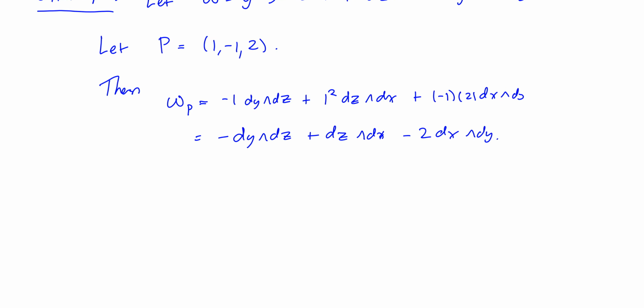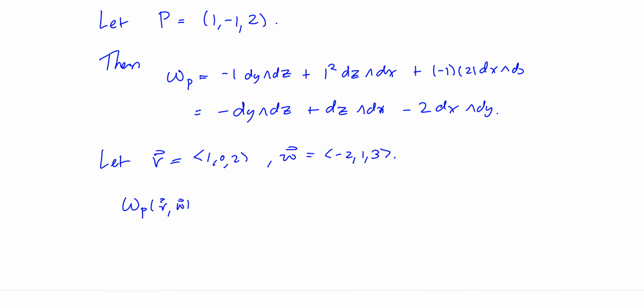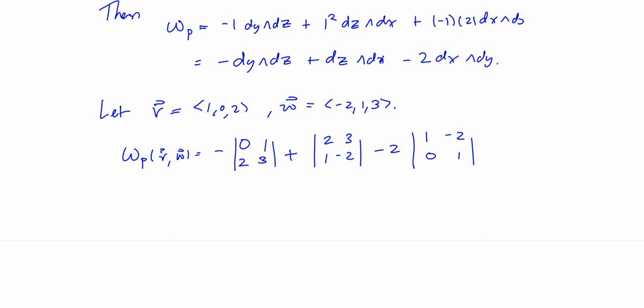And now we can evaluate this on vectors. So if we let V be, say, (1, 0, 2) and W be (-2, 1, 3), then ω_P(V, W) is just negative, and then again we do, so we have the determinant of 0, 1, 2, 3, plus, and then we do the z terms first, so 2, 3, and the x terms 1, -2, minus 2, and then the x terms 1, -2, 0, 1. And working all this out just gives me negative 7. So that's how we do two forms in two form fields.